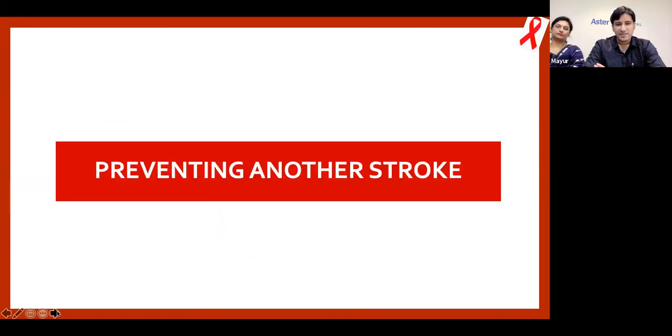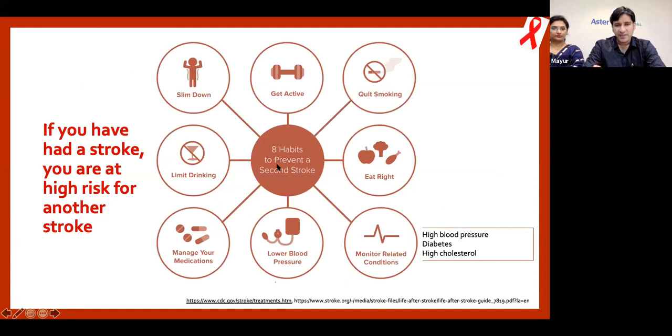The most important point is that after a stroke, there is a high chance of recurrence, so preventing a second stroke is more important. These are the 8 habits, which are basically the same as the ones told earlier. After a stroke, there is as high as a 50% chance of recurrent stroke. To prevent this, the patient should slim down and get active. They should quit smoking, eat what is right and recommended, monitor blood pressure, cholesterol, diabetes, etc., keep the blood pressure under control, manage medications regularly so they are taken on time, and also cut down on alcohol.